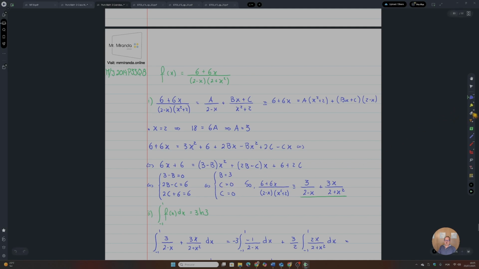There is a mistake here. This should be... I know, there's no mistake. I have more equations than unknowns, and the a I already found. So b equals 3, c equals 0. Now that I know the three values, I should just substitute there, and this is what I get.